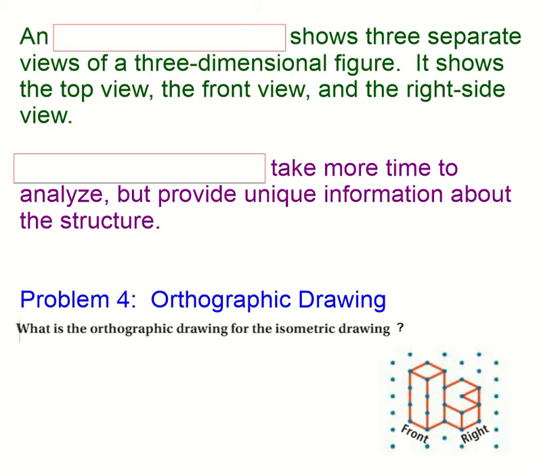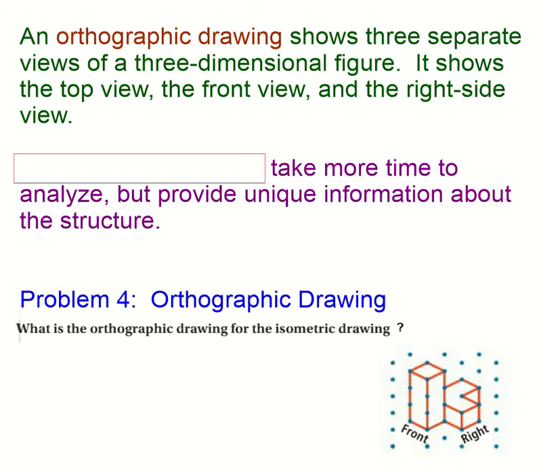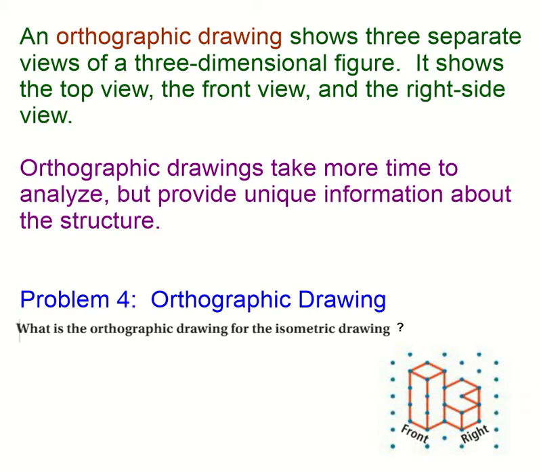So we talked about isometric drawings, we've talked about nets, and so now we need to talk about orthographic drawings. So an orthographic drawing shows 3 separate views of a 3-dimensional figure. So it shows the top view, the front view, and the right side. Orthographic drawings take more time to analyze, but they provide unique information about the structure.